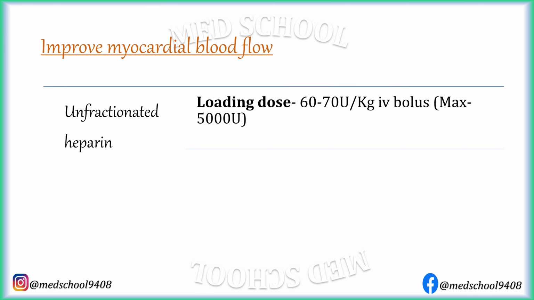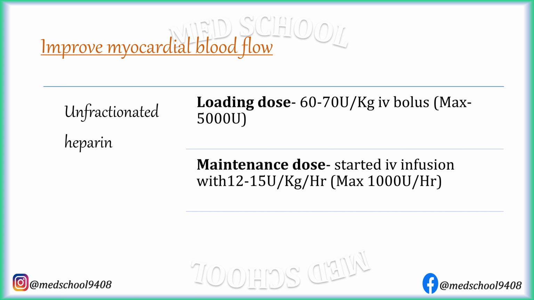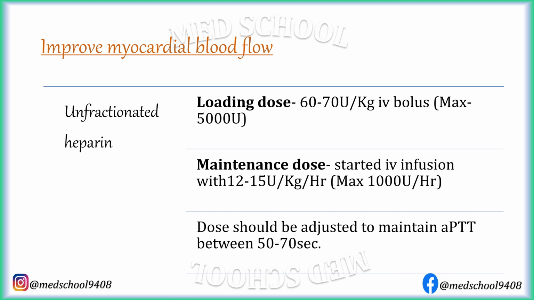Loading dose of unfractionated heparin is 60 to 70 units per kg IV bolus, maximum dose being 5000 units. Maintenance dose is started by IV infusion with 12 to 15 units per kg per hour, maximum dose being 1000 units per hour. APTT is monitored 8 hourly and dose should be adjusted to maintain APTT between 50 to 70 seconds.